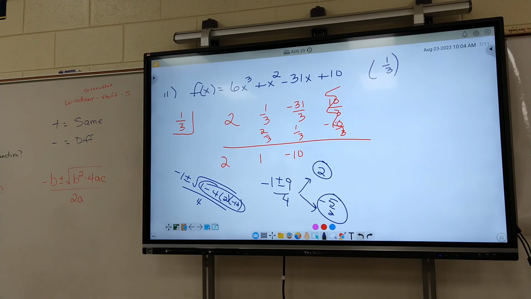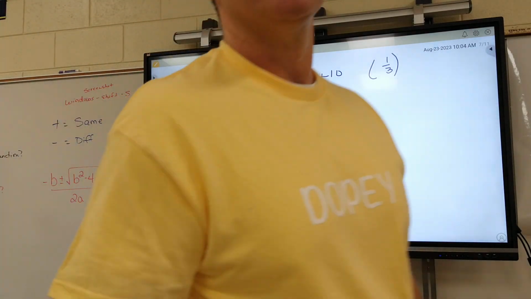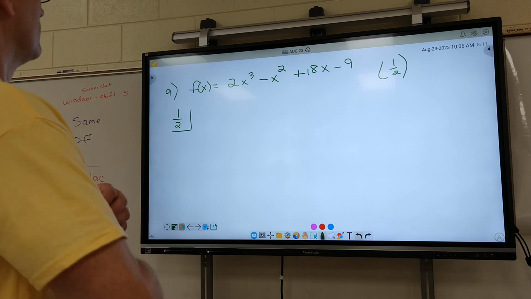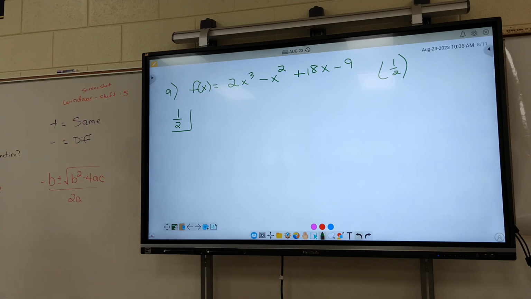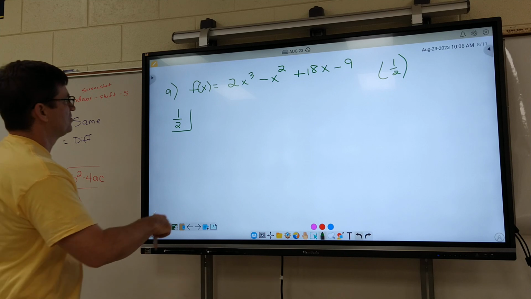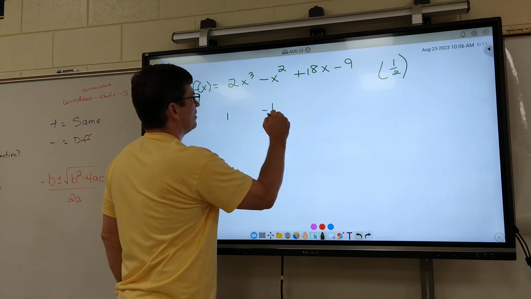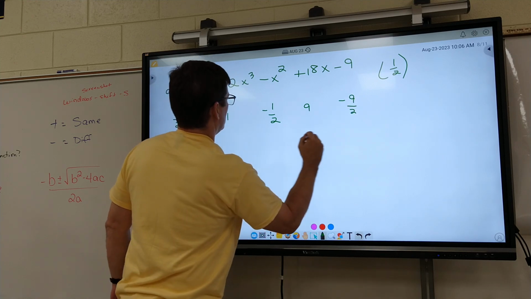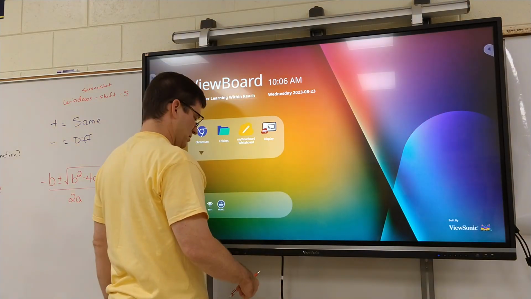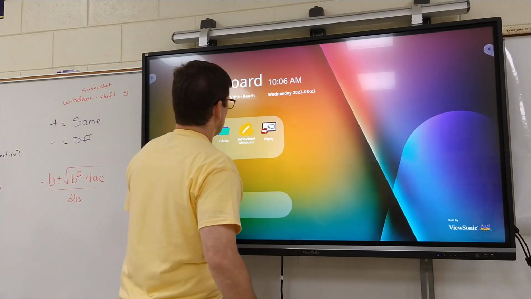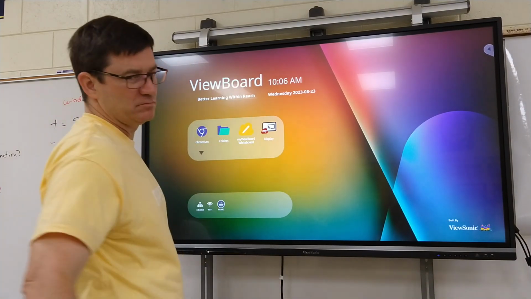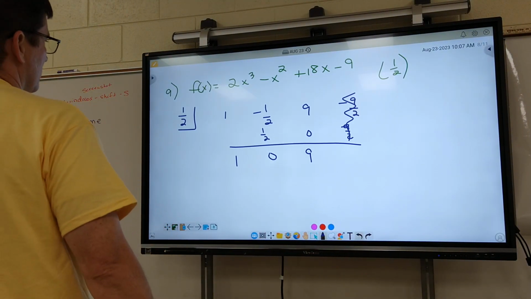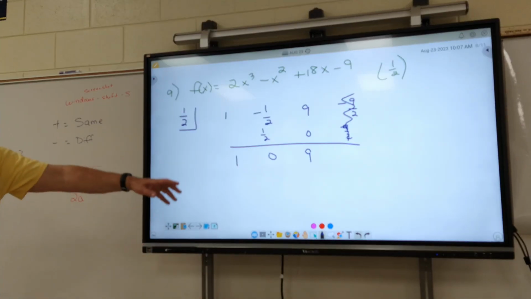Everybody go ahead and start on number 9. All right, Lainey, what do I divide everything by on number 9 before I bring them down? Two. Good, divide them by 2, so I bring down a 1, negative 1 half, 9, and negative 9 over 2. All right, so I got to here. I think most everybody's got to here, right?